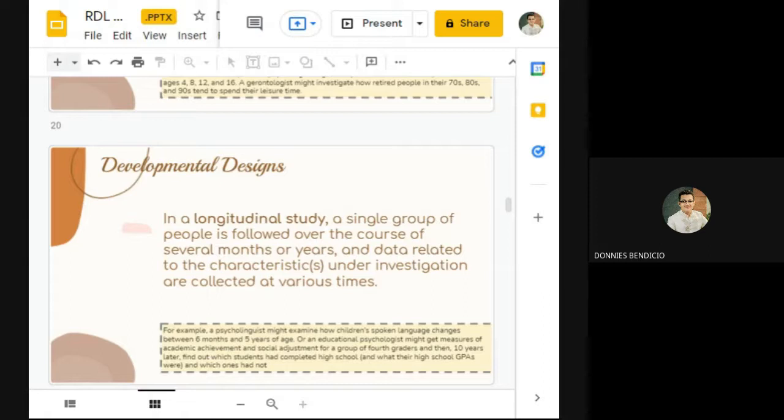So for example, psychologists might examine how children's spoken language changes between 6 months. Okay? Pwede naman yun. Halimbawa, after 6 months, you try to assess again the characteristic of these individuals and 5 years of age. So, or an educational psychologist might get measures of academic achievement and social adjustment.